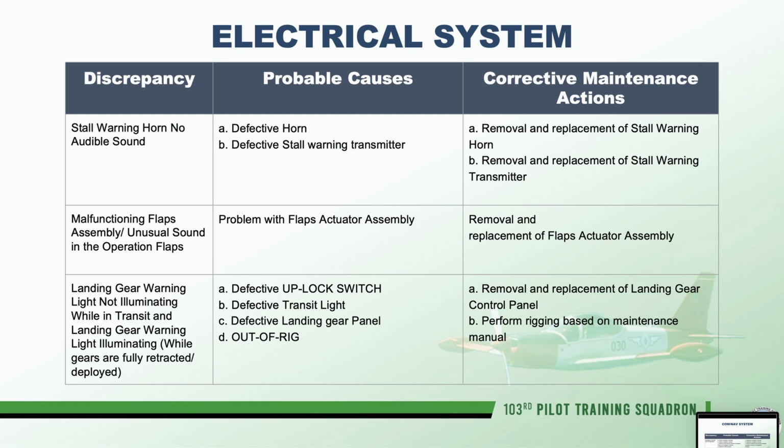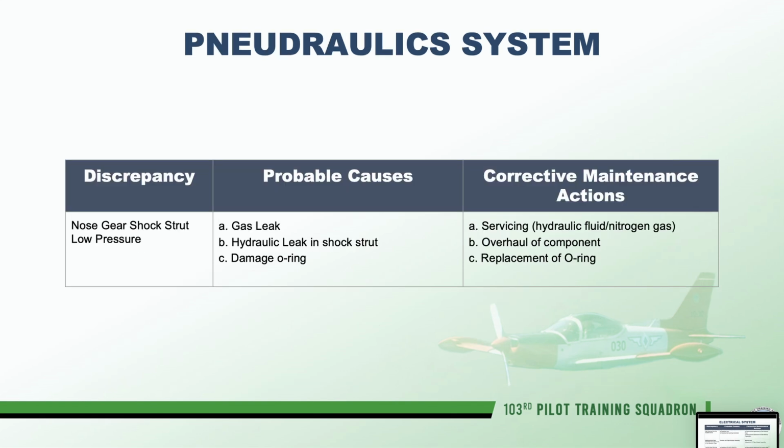Reliable electrical systems are vital for the safe and efficient operation of an aircraft. By systematically addressing these potential issues, we can ensure continued integrity of the aircraft's electrical components. Lastly, we'll cover pneumatics, specifically shock strut pressure problems. Properly functioning shock struts are essential for safe landings and taxiing. We'll discuss how to diagnose and correct common issues to maintain optimal performance.